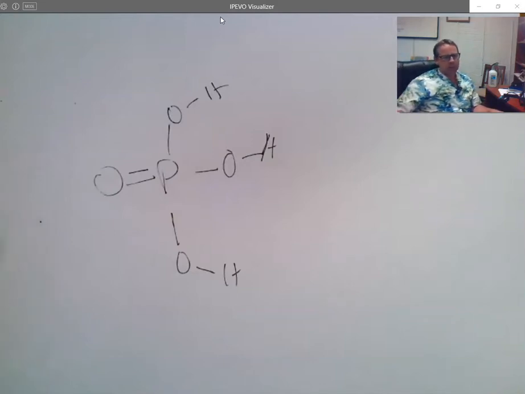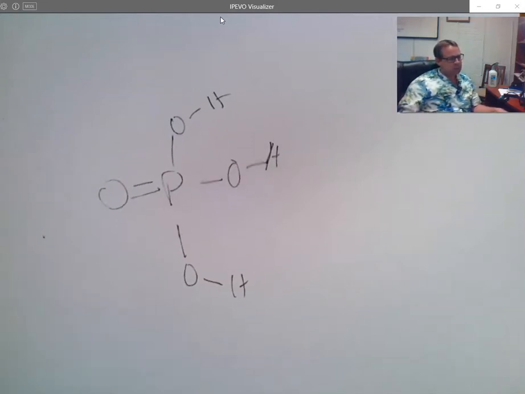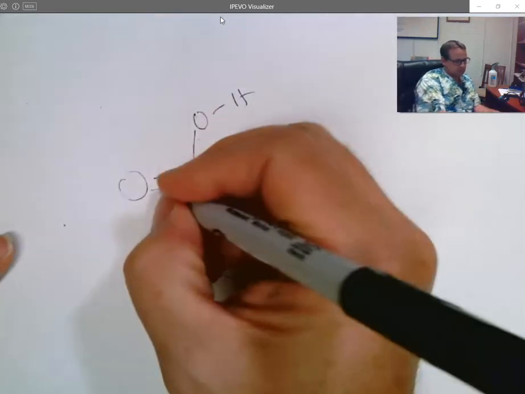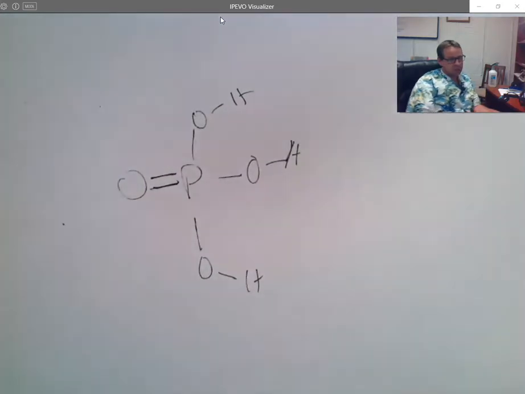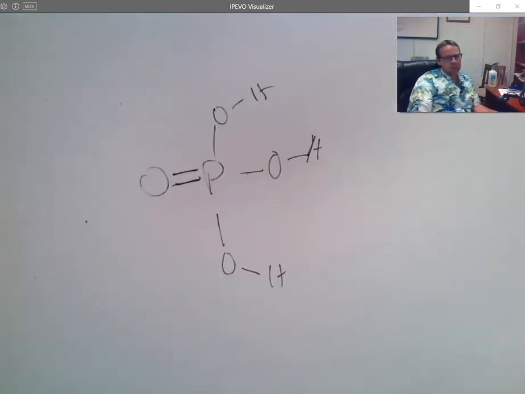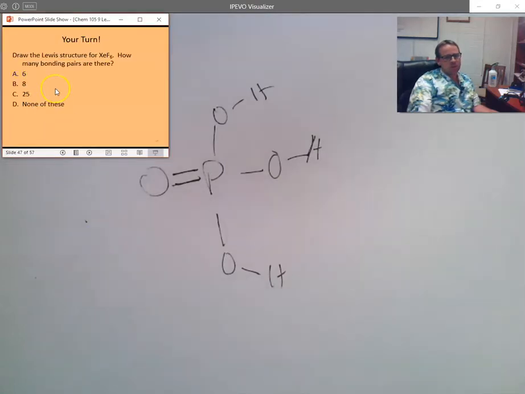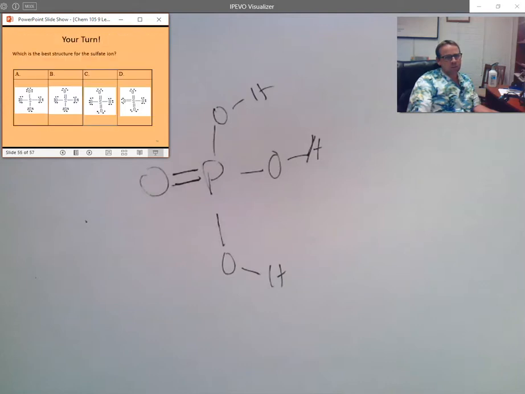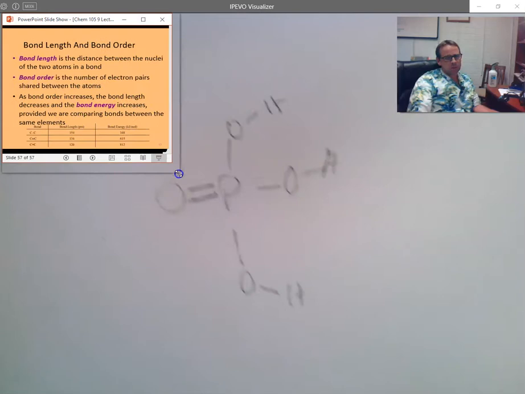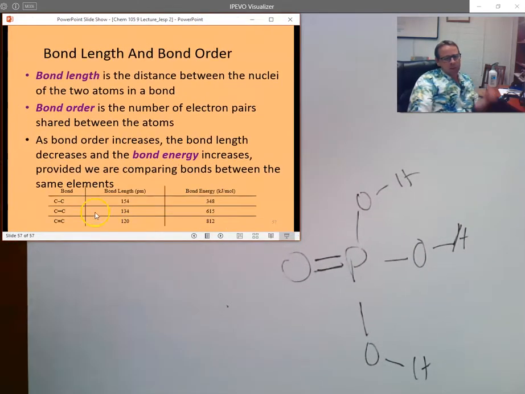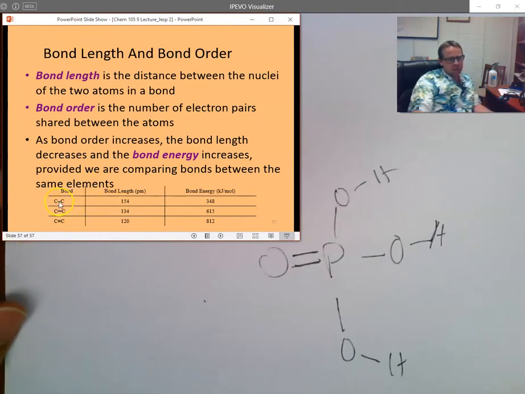Okay, very good. Now, with our remaining time, we want to have a quick conversation about the length of bonds and the strength of bonds. Okay, let me bring up this slide here. This one here. Look at it a little bit. It shouldn't be surprising to us that a double bond is stronger than a single bond, or it's harder to break.